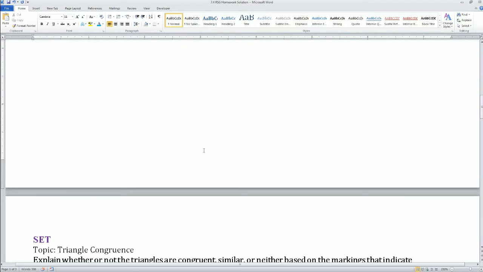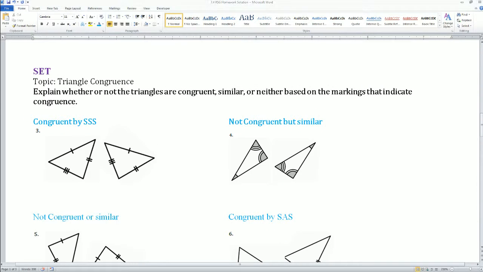Alright. Next one. Here's the set part. You are going to explain whether or not the triangles are congruent, similar, or neither based on the marks that indicate the congruencies.